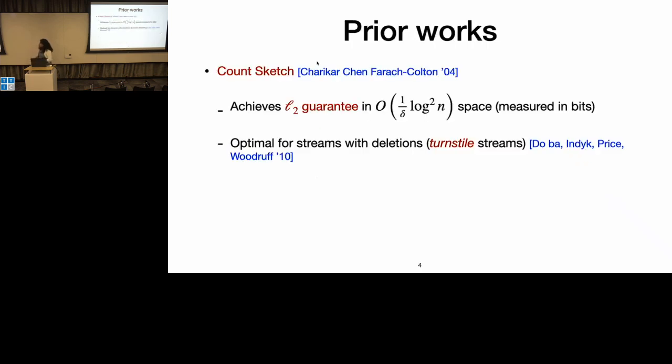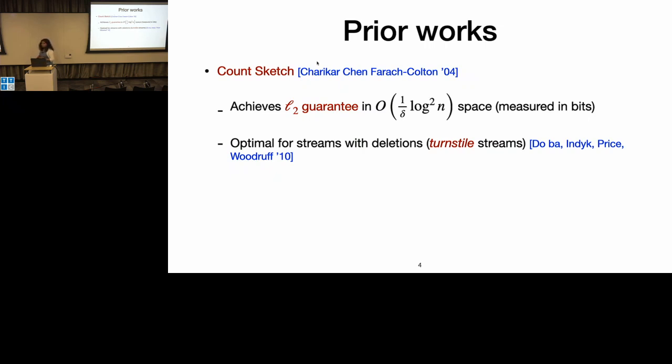Great. So this is the classical algorithm to solve this L2 guarantee. This is the count sketch algorithm due to Charikar, Chen, and Farach-Colton. And they managed to achieve this L2 guarantee in log squared n over delta space. And this actually turns out to be optimal for turnstile streams, basically streams where you also allow deletions along with insertions of elements.